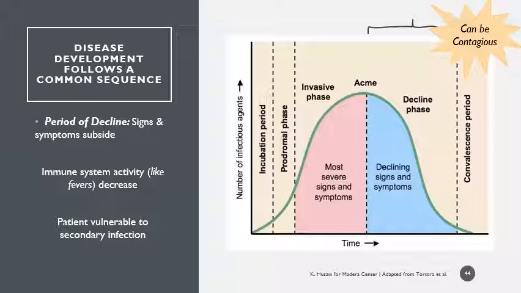At this point, those signs and symptoms are starting to drop down. There might be still some immune system activity like fevers, but they might be starting to decrease. At this point, though, because the patient has gone through this serious immune response, because the patient has been exposed to a lot of different things, they're vulnerable. They might be vulnerable to secondary infection with a different opportunistic pathogen.